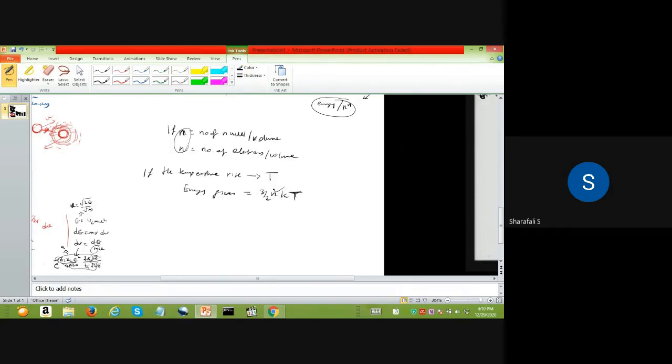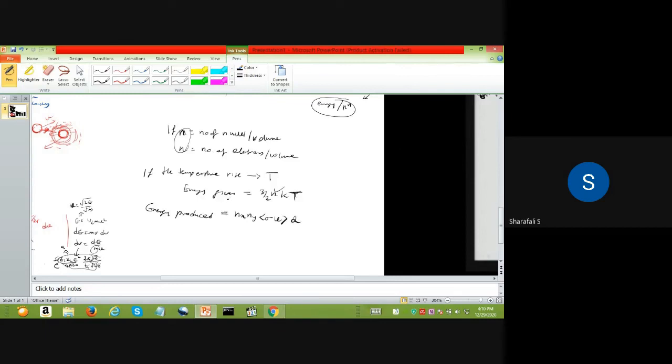So n number of electrons or n number of nuclei are there. So n times 3 by 2 kT is the total energy which is provided to the system. And then you have the energy from that fusion, so I will write it as energy produced. That energy produced will be equal to nx times ny times the average value of sigma v times q. That is per unit time.